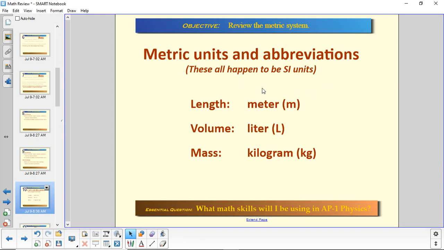These are the metric units and abbreviations that are SI units. Now, there are other metric units that exist out there, but these are the ones that we care about because they've been adapted as SI units. So this SI unit of length is the meter, and the abbreviation for that is a lowercase m. SI unit for volume is the liter, which is abbreviated with a capital L. And the SI unit for mass is the kilogram, which is abbreviated as kg. You have to know these cold. Don't rely on being able to look these up. They happen so often, they appear so many places that you have to know these ones cold.